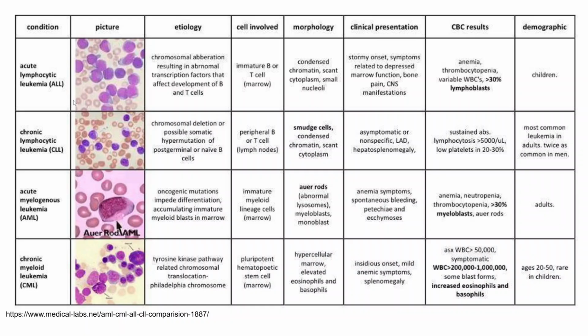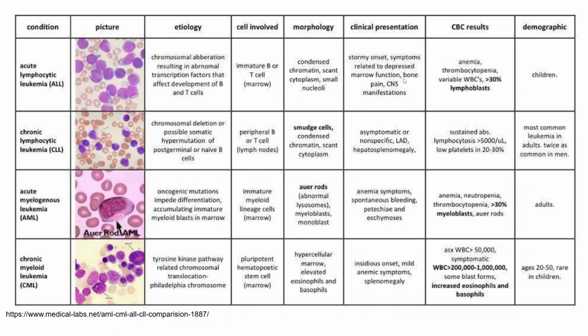Acute lymphocytic leukemia: the blood picture would show lymphoblasts in large numbers. Causes are chromosomal aberrations. Typical cells involved are immature B cells or T cells in the bone marrow as well as in the peripheral smear. Their morphology shows condensed chromatin and scant cytoplasm, and the nucleus is comparatively smaller or of average size.